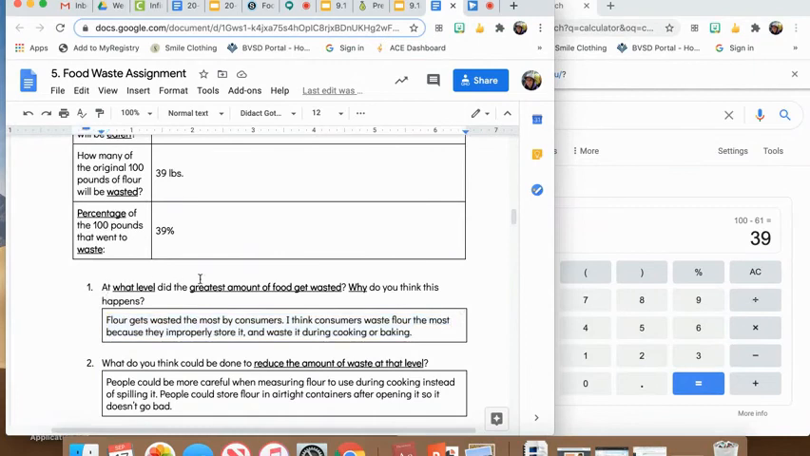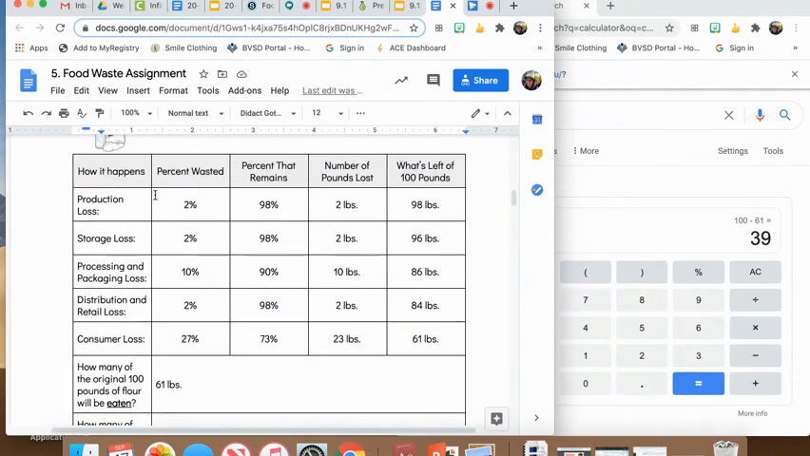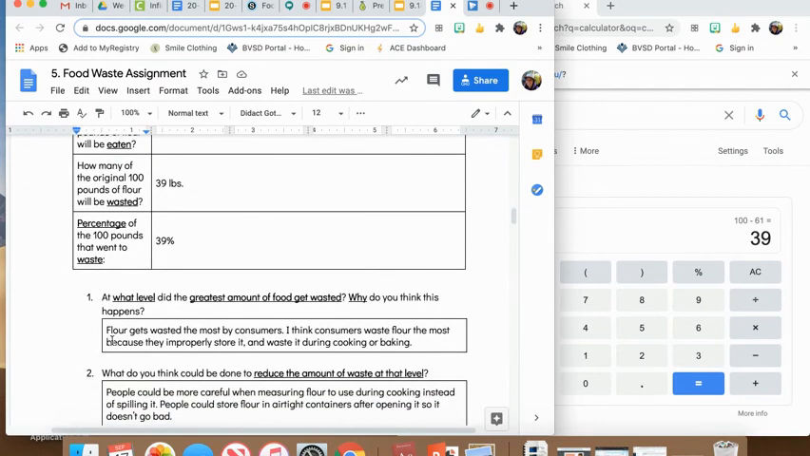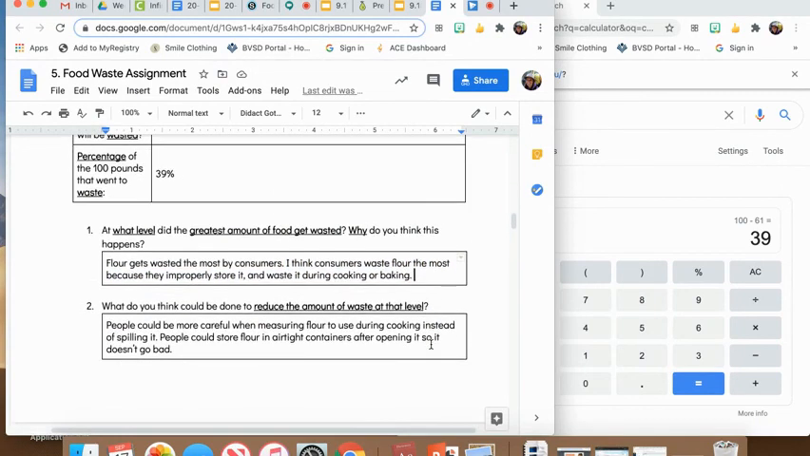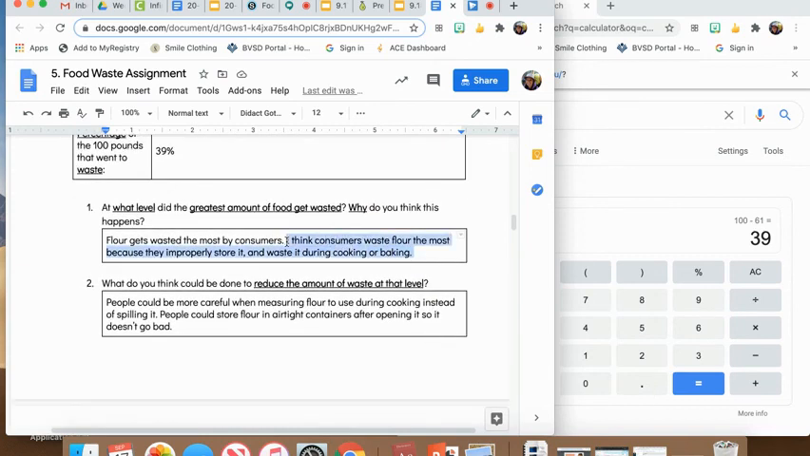So question 1 says, at what level did the greatest amount of food get wasted? Why do you think this happens? So we need to look up here, percent wasted, and see which one is the greatest. That's consumer loss. Okay, so flour gets wasted the most by consumers, which again means people that just go to the grocery store, buy food, take it home, and then they're wasting it, whether that means it goes bad in their fridge or they spill it or something like that. So why do you think this happens? So specifically flour, I think consumers waste flour the most because they improperly store it and waste it during cooking or baking. Okay, you can come up with any idea you think.